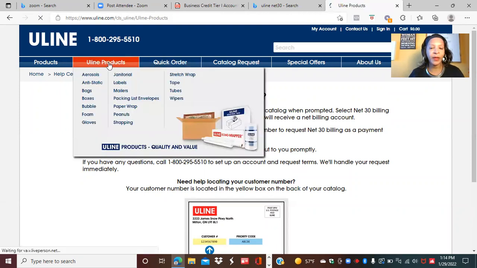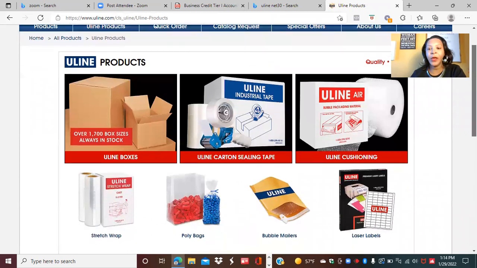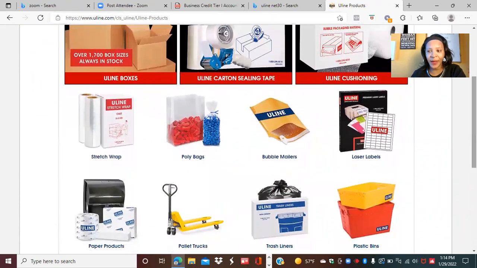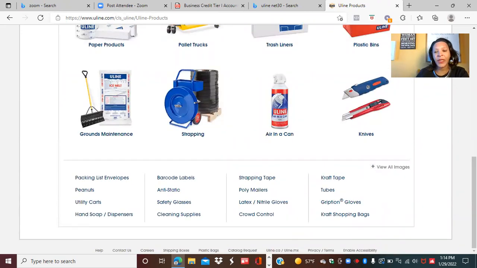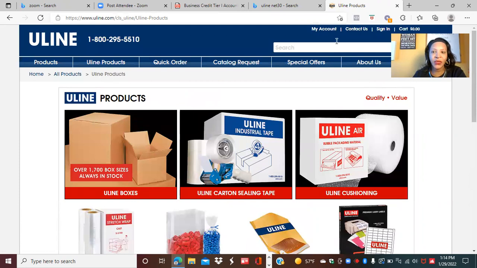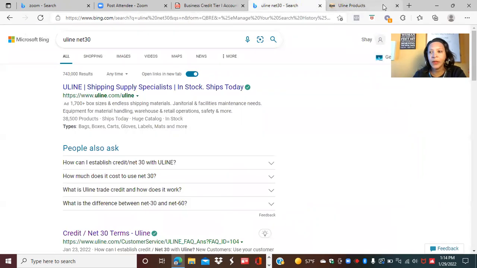Let me show you what type of products they have. They have office supplies, storage supplies, packing supplies, poly mailers, tape, craft supplies, cleaning supplies, safety supplies, hand soap, all things of that nature for you to use. Okay. All of these guys are going to work about the same, okay? They are all going to work about the same.